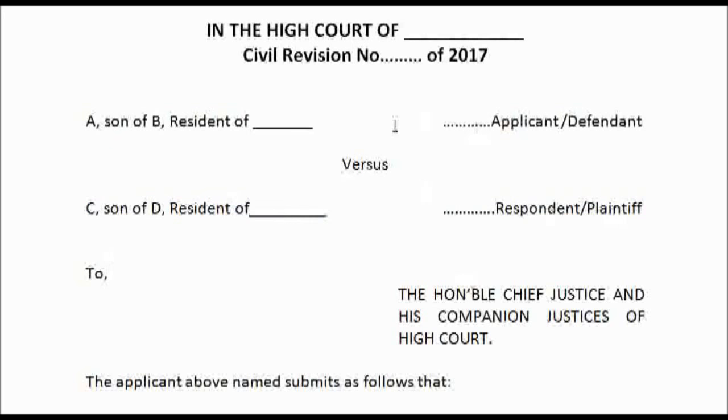After you completed the detail of the party and the case, write 2 at the left side. At the right hand side, the Honorable Chief Justice and his companion Justice of High Court. Once you completed these things, you are completed with the formal part.